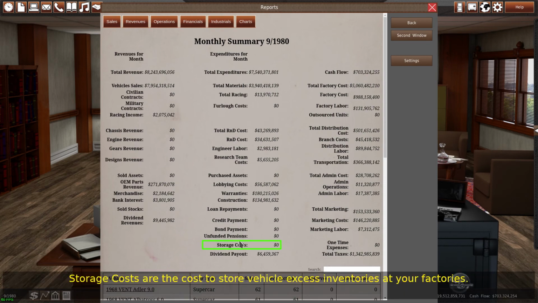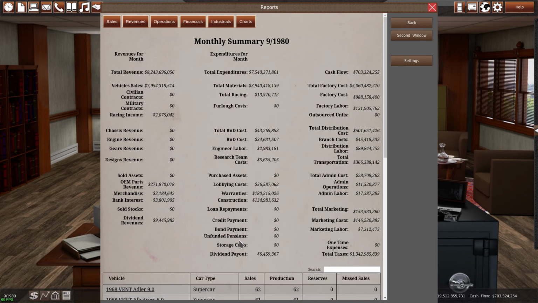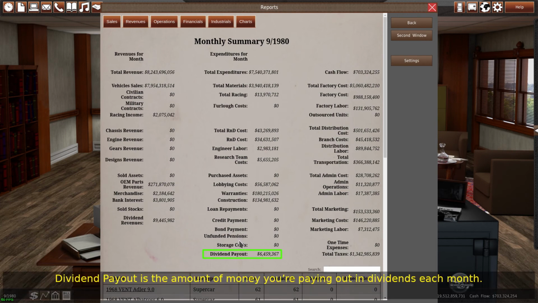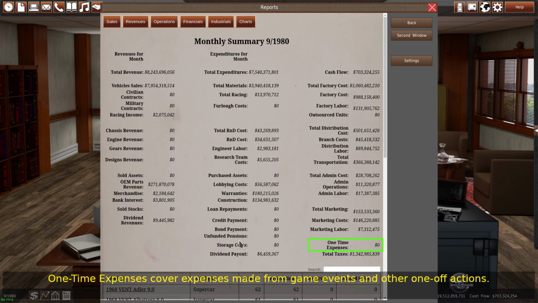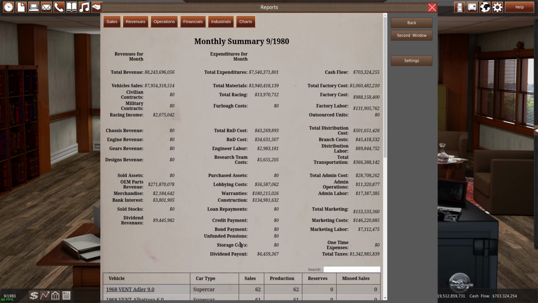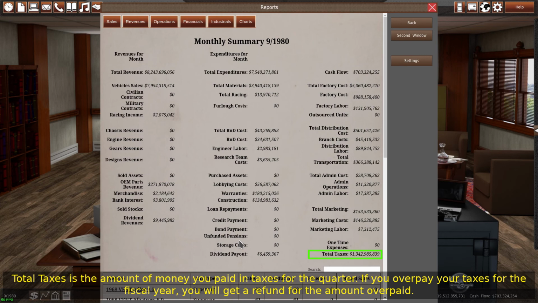Storage costs are the cost to store vehicle excess inventories at your factories. Dividend payout is the amount of money you're paying out in dividends each month. One-time expenses cover expenses made from game events and other one-off actions. Total taxes is the amount of money you paid in taxes for the quarter. If you overpay your taxes for the fiscal year, you will get a refund for the amount overpaid.